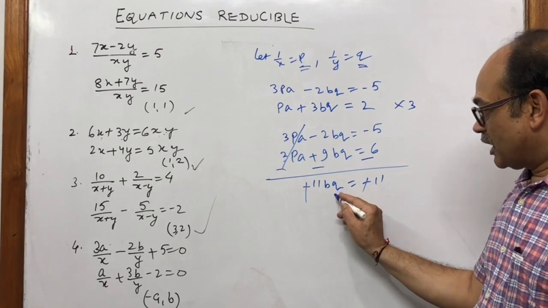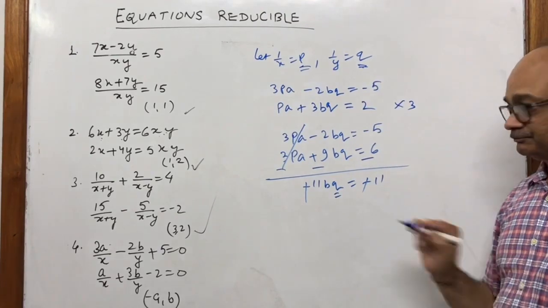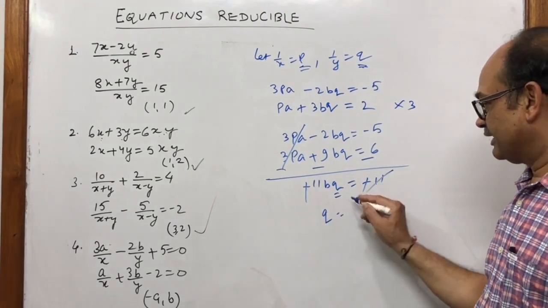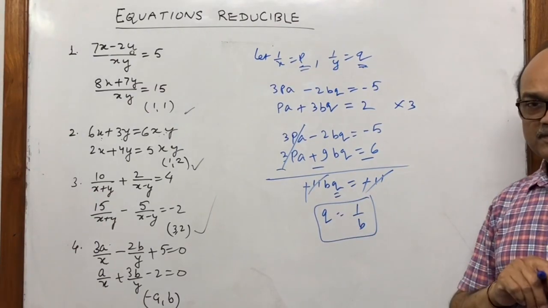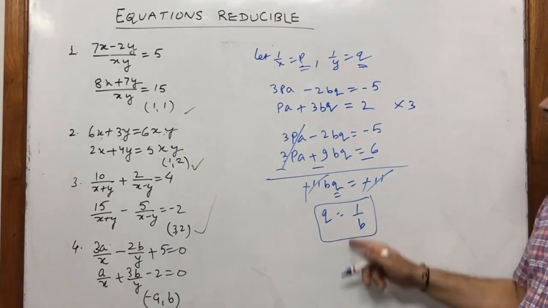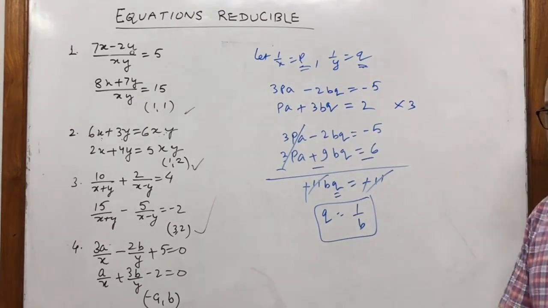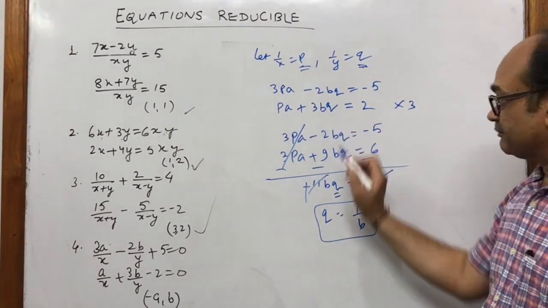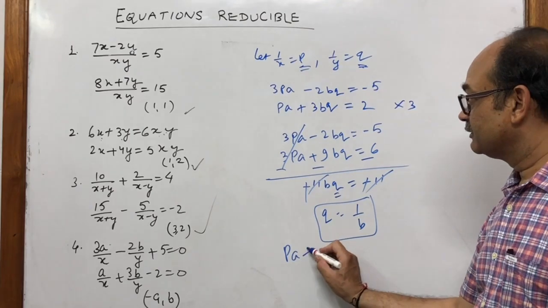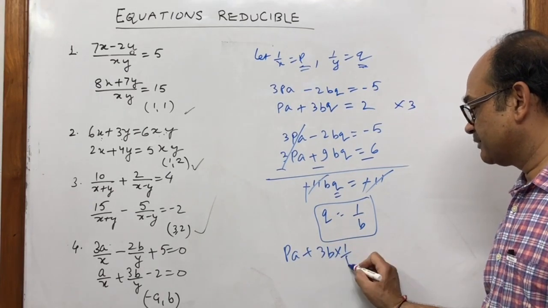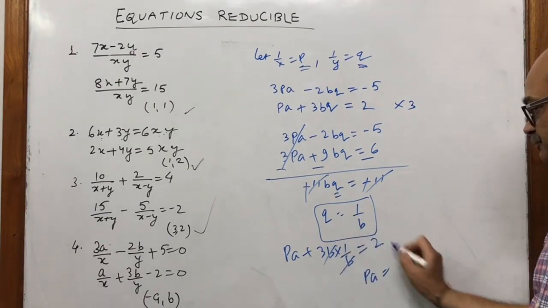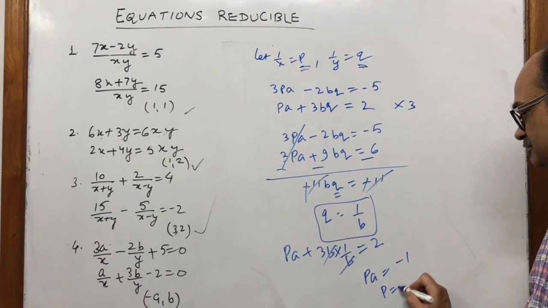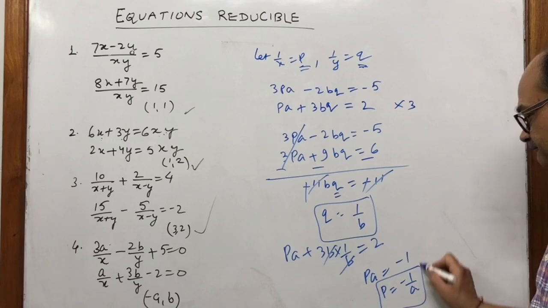So our aim is to calculate Q. So Q is nothing but 11 cancel out, 1 upon B. Now when you know the value of Q, substitute in first or second, your choice. Q equals to 1 by B. PA plus 3B into 1 by B equals 2. So PA equals to minus 1. So P equals to minus 1 upon A.